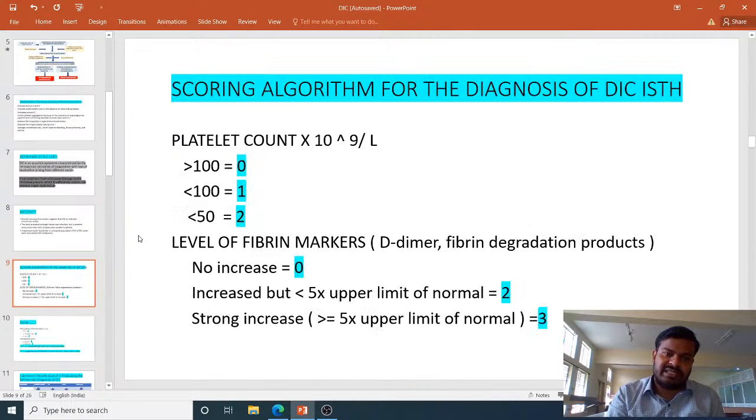So this is the incidence, and this is a very important scoring algorithm in case of DIC. If you are suspecting DIC, you should be looking at all these components, which include platelet count and fibrin markers.